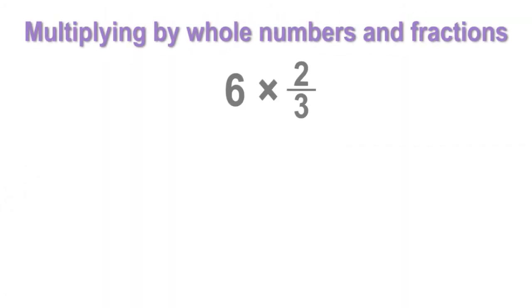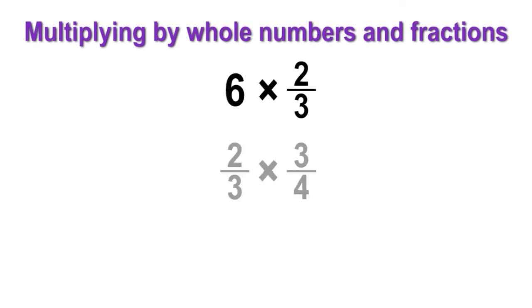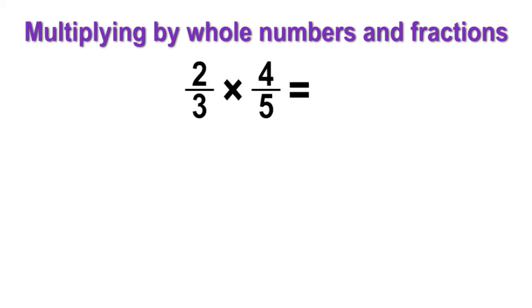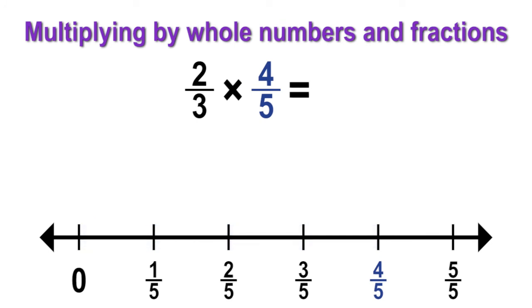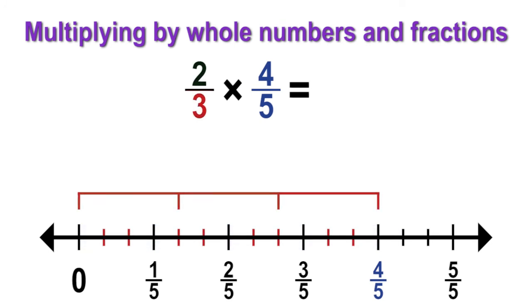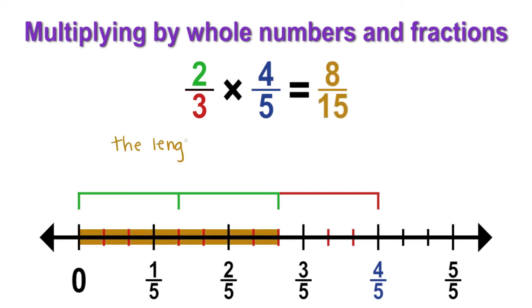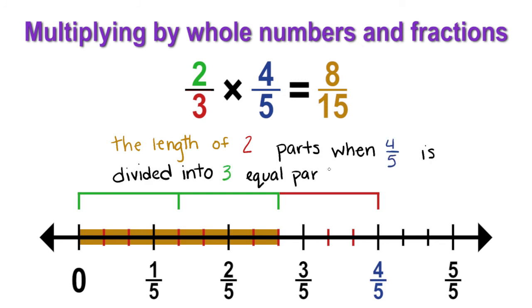Finally, students will build on their knowledge of fractions multiplied by whole numbers and extend it to fractions multiplied by fractions. Students will also use reasoning about multiplying a whole number by a whole number to explain these new aspects of fraction multiplication. Let's look at 2/3 times 4/5. Start by showing 4/5 on a number line. Next, divide 4/5 into 3 equal parts. Then take 2 of those parts for a total of 8/15. This shows the length of 2 parts when 4/5 is divided into 3 equal parts.